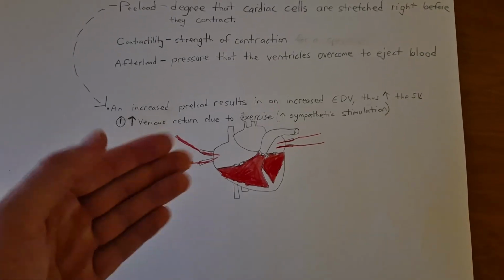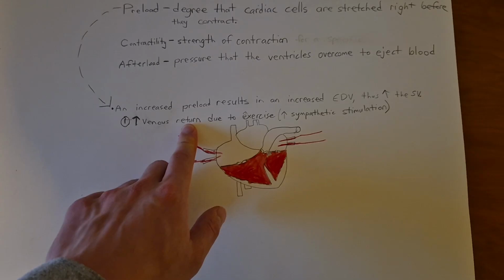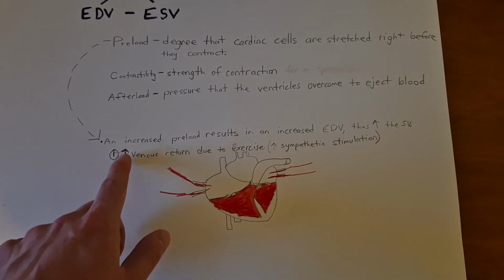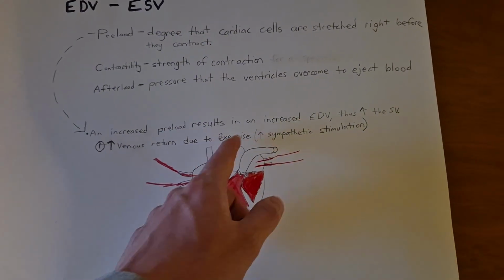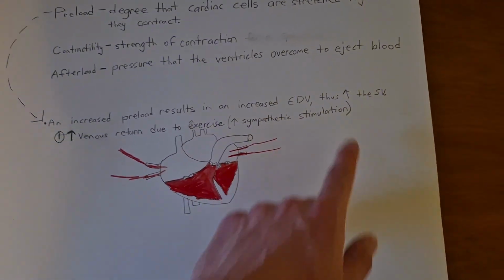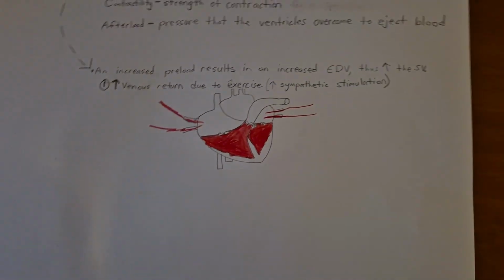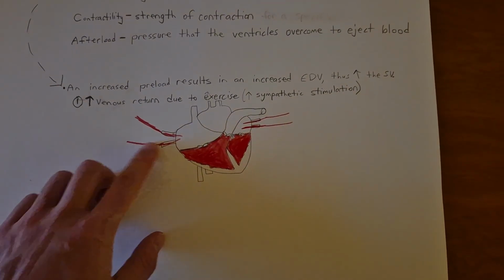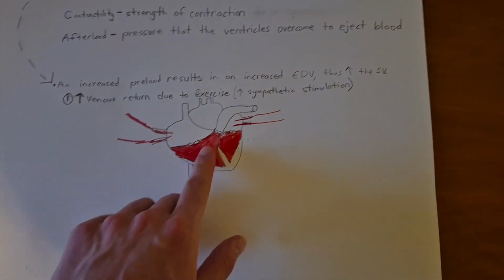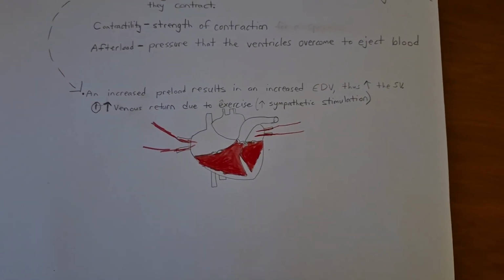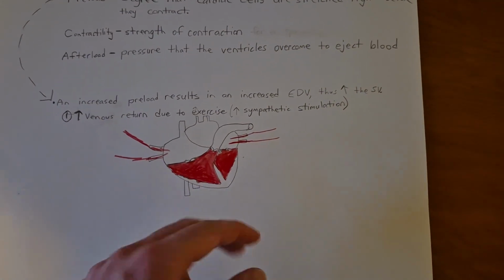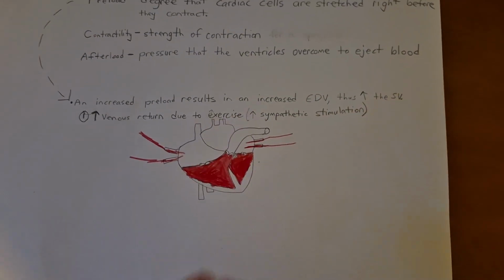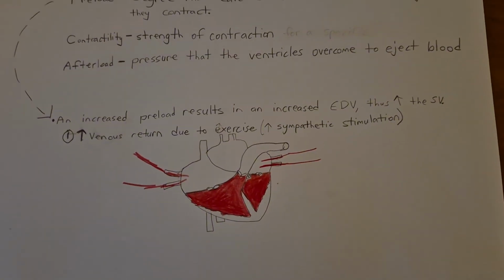Well, that concept is called venous return. And when we exercise, we increase the venous return and we increase the amount of blood that is coming into the heart due to exercise and due to increased sympathetic stimulation. So when we're exercising, more blood comes and fills the ventricles. And that is exactly what preload is: the amount of blood that fills the ventricles before contracting and ejecting the blood. So what do we mean by increasing the EDV?